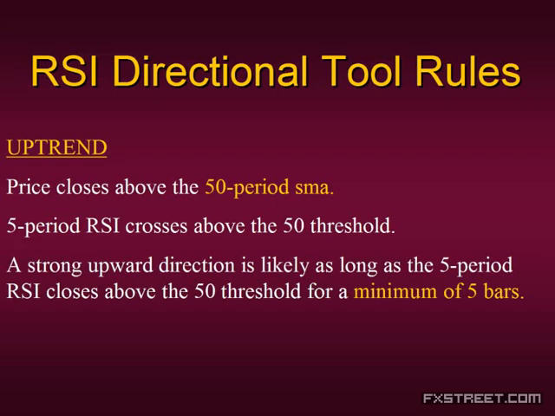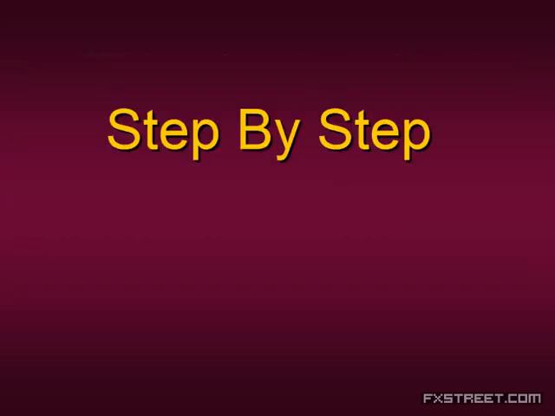Now, if we have these two things in place, we will most likely find that a strong upward direction is likely as long as the 5-period RSI closes above that 50 line, that 50 threshold, for a minimum of 5 bars. So we want to see it close above that 50 midline for a minimum of 5 bars. Once again, this can be 5 5-minute bars, it can be 5 1-minute bars, or it can be 5 monthly bars. It does not matter. All right, so let's go through this step by step so that you fully understand this process.